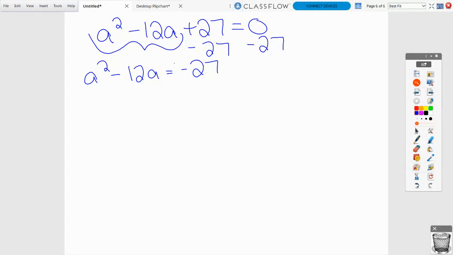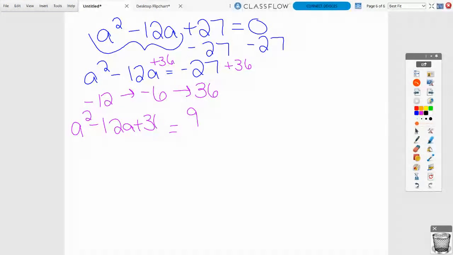Now, once we get that 27 moved over, everything else is fine. So we're going to find b, negative 12. Take half of it, negative 6. Square it. Negative 6 times negative 6 is 36. And I'm going to add that 36 to each side. Okay, so I have a negative 27 plus a 36, which will give me a 9. And an a squared minus 12a plus 36.